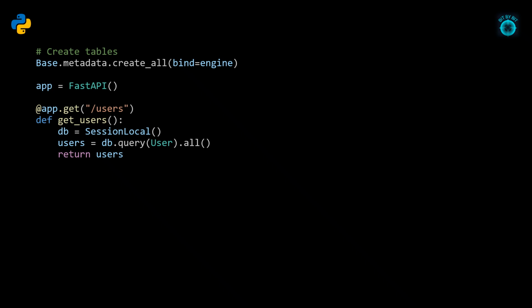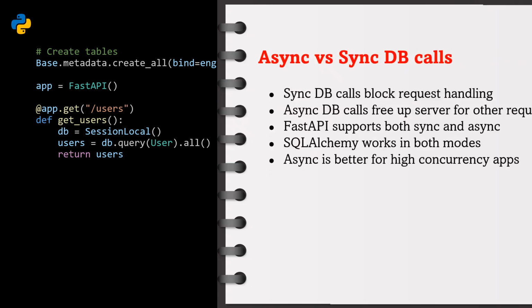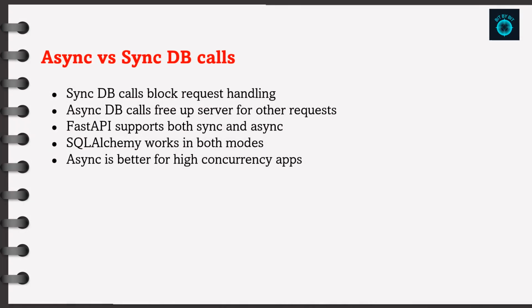Finally, in the FastAPI route /users, we create a new session from SessionLocal, query all users in the table, and return them as JSON. This flow, defining the engine, creating sessions, and declaring models, is the standard pattern when working with SQLAlchemy in FastAPI. Async versus sync DB calls.